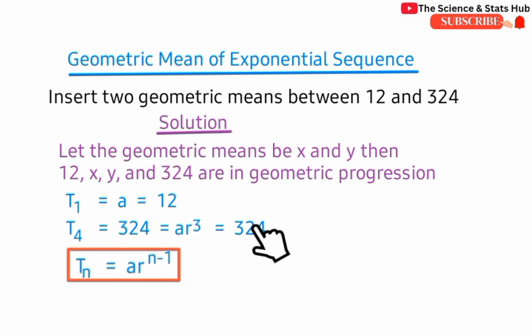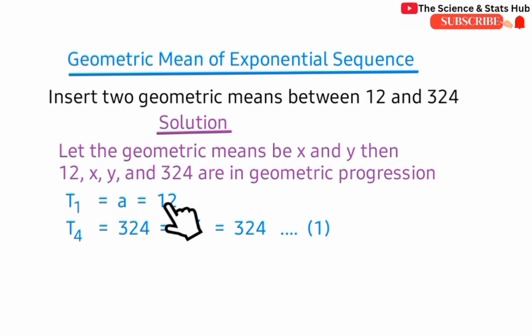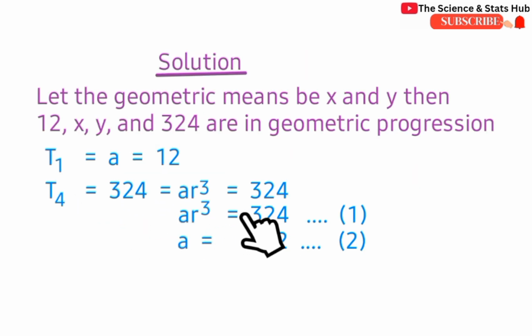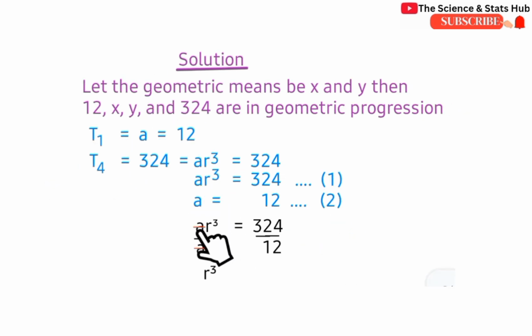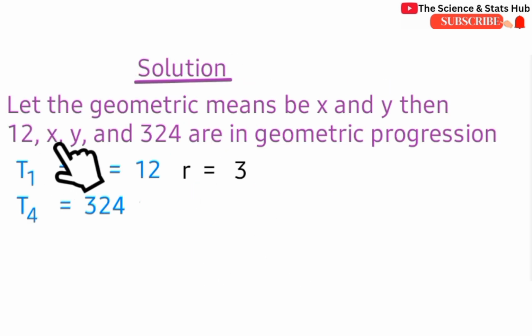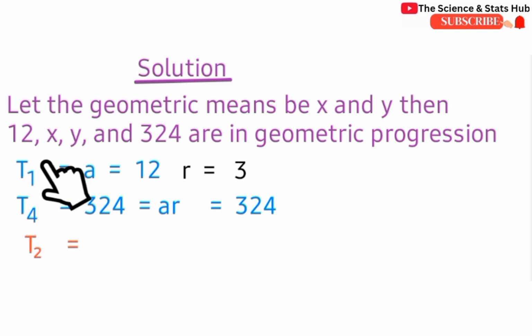Call this equation 1, and call a equals 12 equation 2. Divide equation 1 by equation 2. ar raised to power 3 divided by a. The a at the numerator eliminates the a here. We are left with r raised to power 3 equals 324 divided by 12. Now, to get the value of r, we'll take the cube root of 27, which is 3. Find the x value. x is the second term, T2.